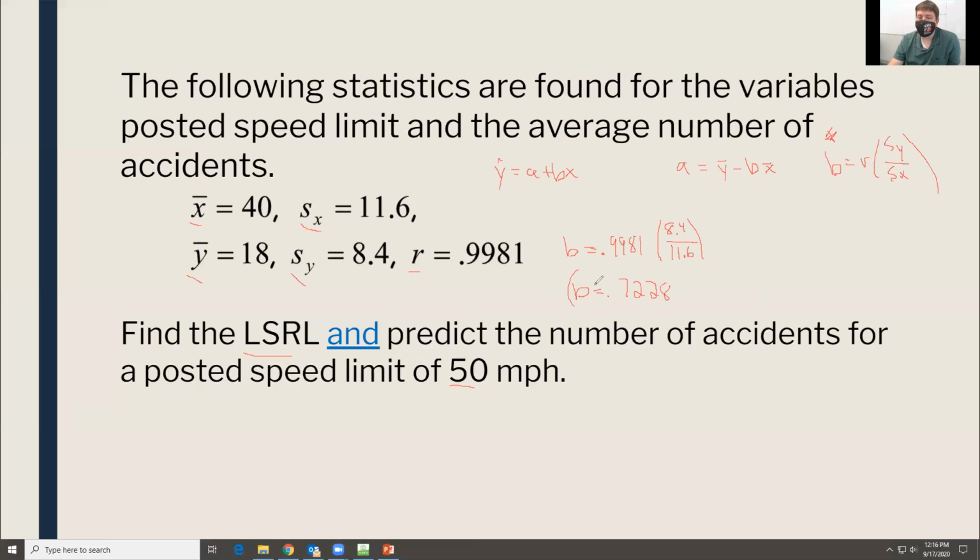So now we can take our B value and come over here to this guy and plug it in here. We know our Y average, correct? So we got 18. We know our B now is 0.7228, and we're going to multiply that by our X average, which was 40. So now everything's starting to come together. 40, not a 46. There we go. So again, one more time in the calculator, 18 minus my 0.7228 times 40.